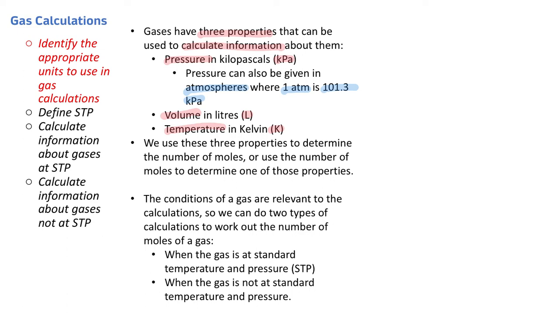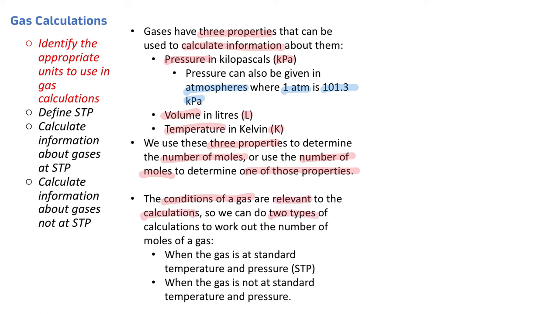We've already gone through temperature conversions and volume conversions from millilitres to litres. You better be able to do that. So we use these three properties to determine the number of moles, or we use the number of moles to determine one of the other properties given the other two. So the conditions of a gas are relevant to the calculations.